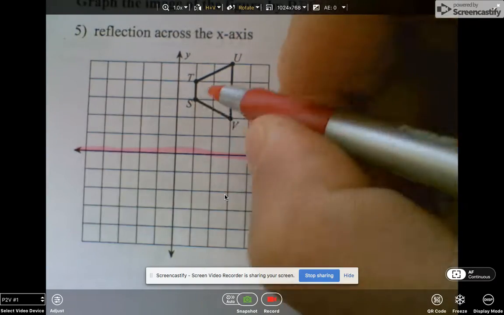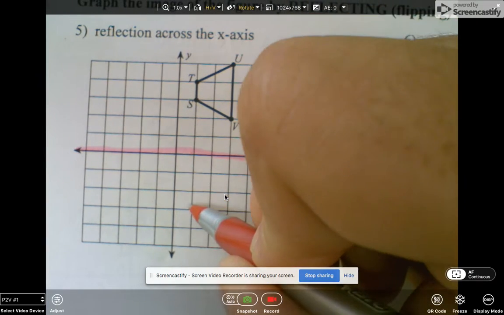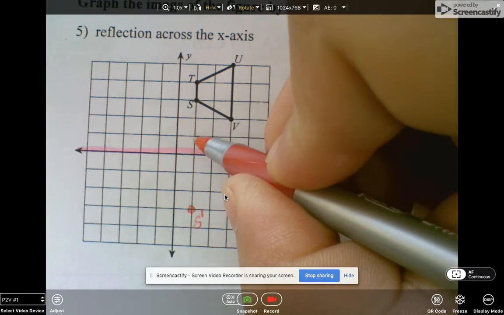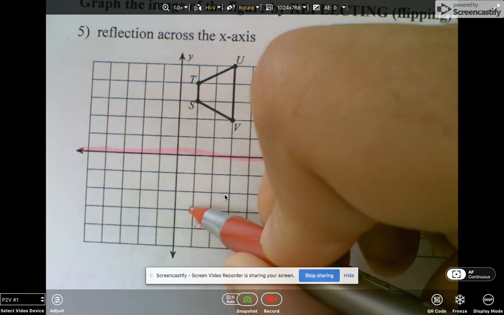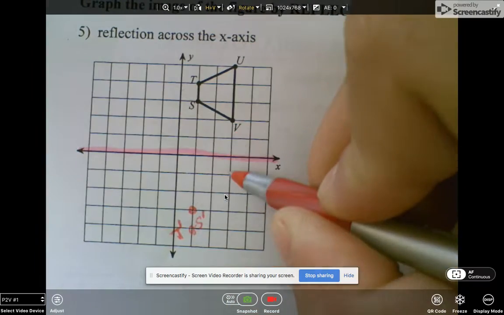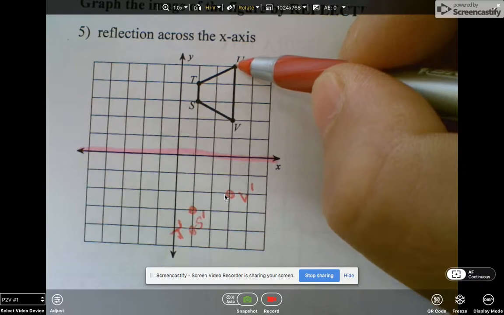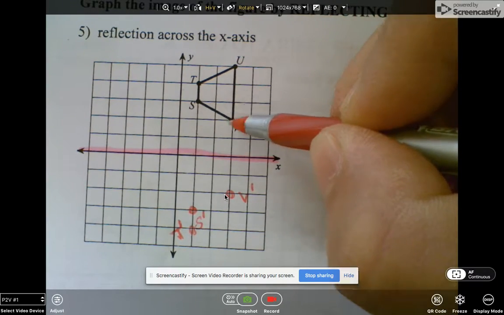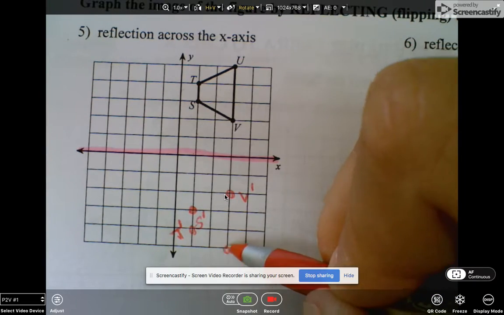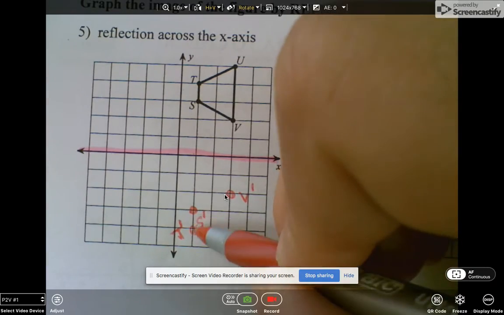So we'll start with S. So it goes 1, 2, 3, 1, 2, 3, S prime. Now this is 1, 2, 3, 4, 1, 2, 3, 4, T prime, 1, 2, 1, 2, V prime. And this one you can already tell it's all the way at the top. That's down 5 to the line, and then another 5 here. So it's a mirror reflection.